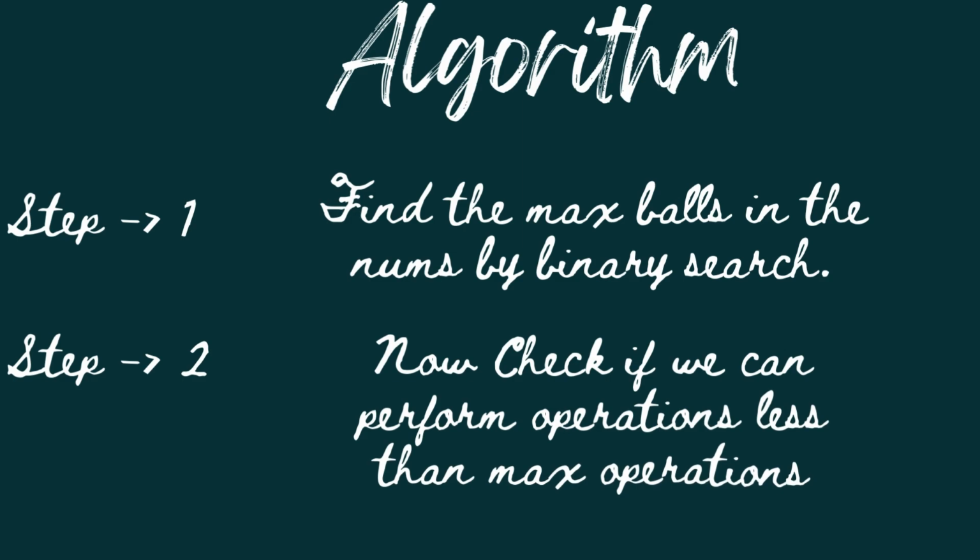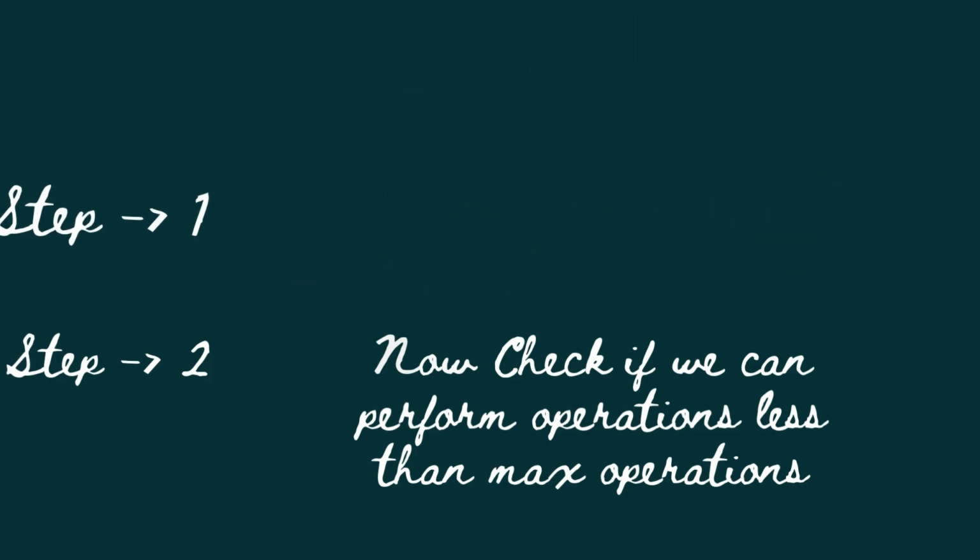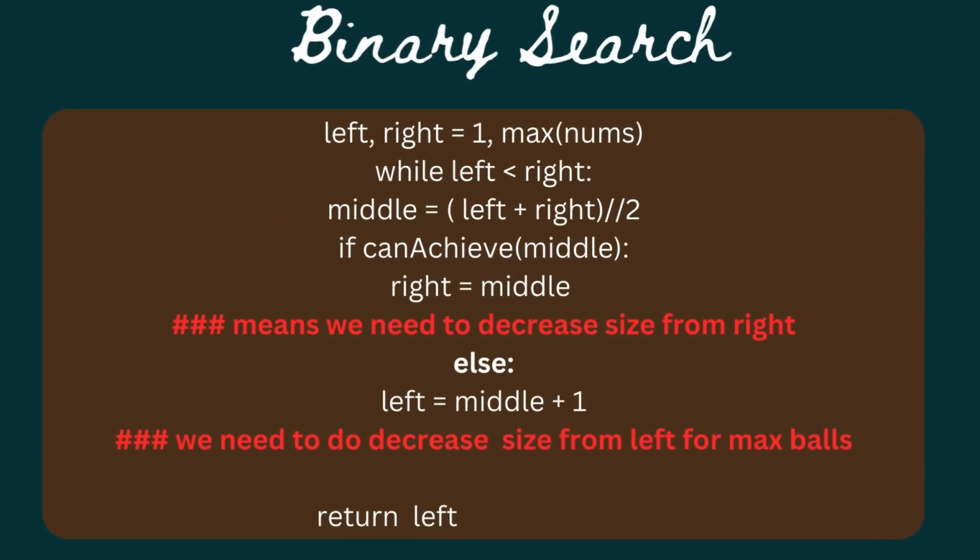In our algorithm, we will implement two steps. Step 1, we will find maximum balls in bag by binary search. And in step 2, we will check if we can perform operations less than max operations or not. In our binary search, we will initialize two variables, left as 1 and right as maximum of nums. Now we will run a while loop while left is less than right.